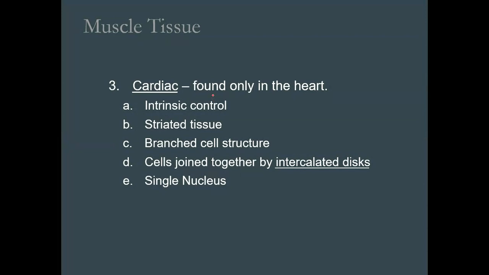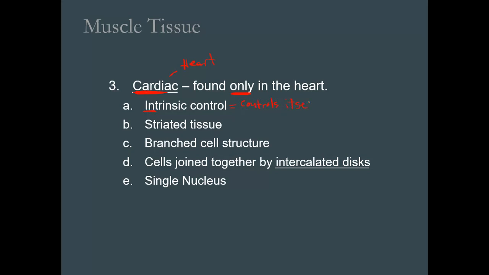The last type of muscle tissue is called cardiac. And of course, anytime you see anything that starts with cardio, cardia, cardi B, just kidding, that's always going to mean heart, right? So your cardiac muscle is only found in the heart. That's the only place it's located. It's a very specialized tissue. It has what is called intrinsic control. And intrinsic control means that the control is inside of it. So literally, it controls itself.